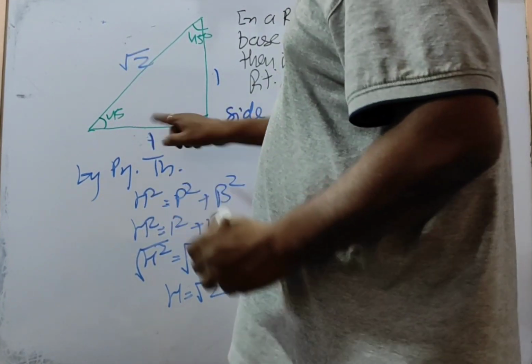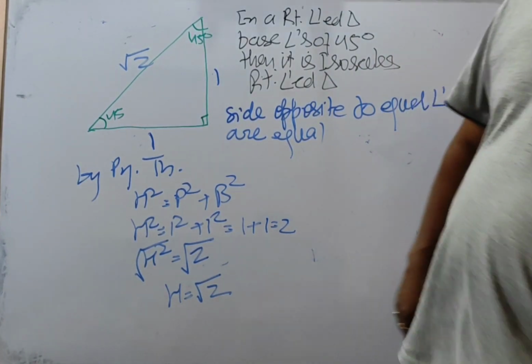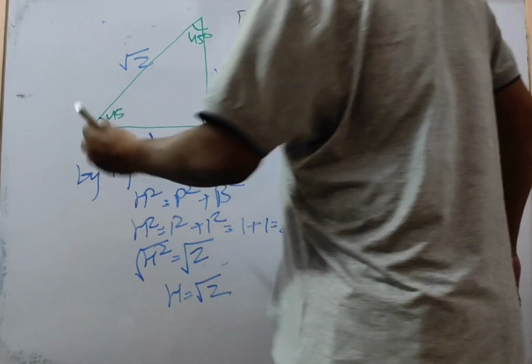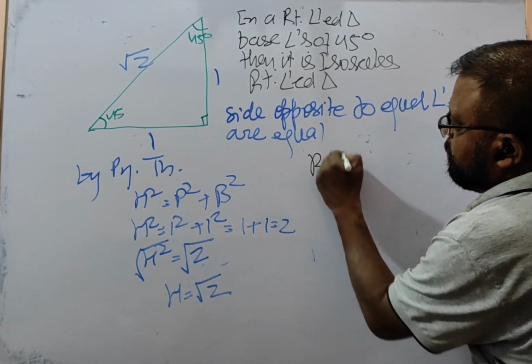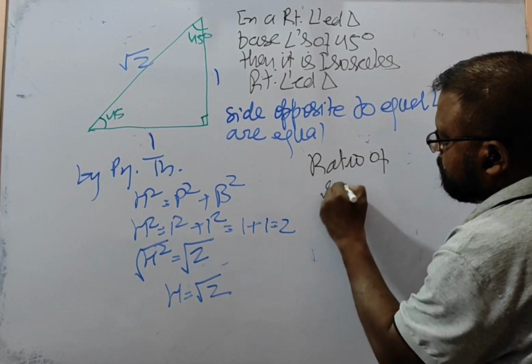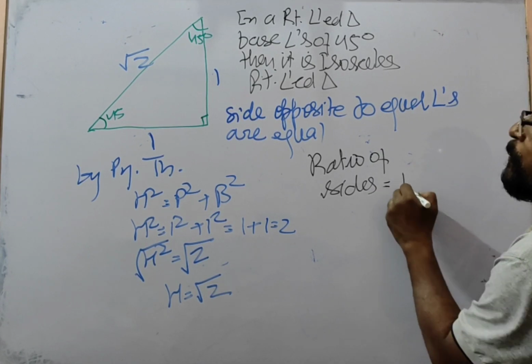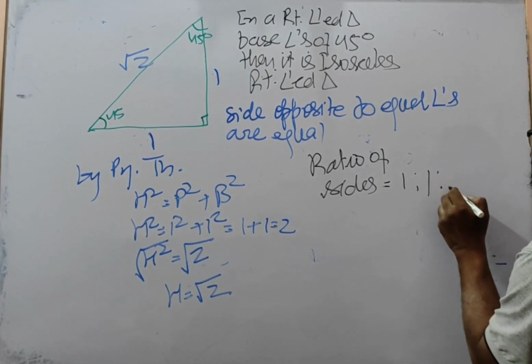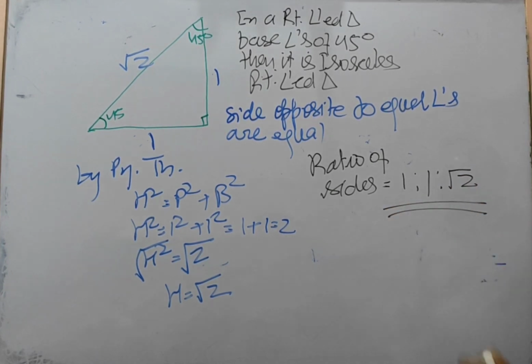So the ratio of sides is equal to 1 is to 1 is to root 2. This is the ratio. Getting?